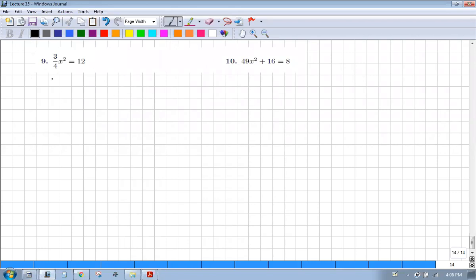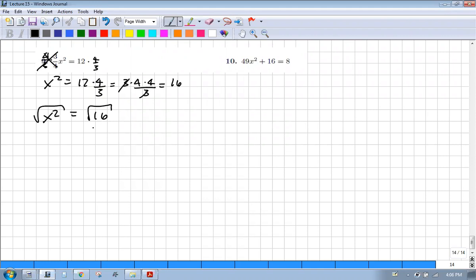All right, let's see, this one. Multiply both sides by 4/3, right? I do a 4/3 here and a 4/3 there. This is, let's simplify this. 12 is 3 times 4. This is 16. So square root both sides. Square root of 16 is 4, so x is positive negative 4. Remember, you can always plug these numbers back into the original equation to test, see if they're correct or not.